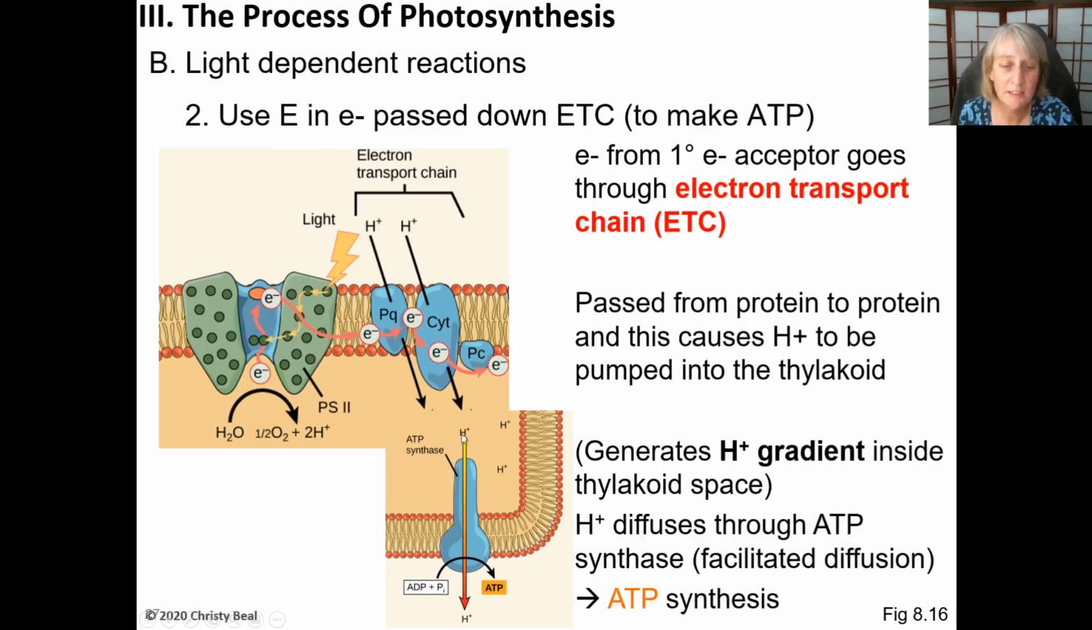Those H positives are now going to diffuse through ATP synthase. They'll just flow down their chemical gradient here, and it's going to cause ATP synthase to spin, and it's going to make some ATP. Again, I don't care how much, just the fact that it is making ATP.